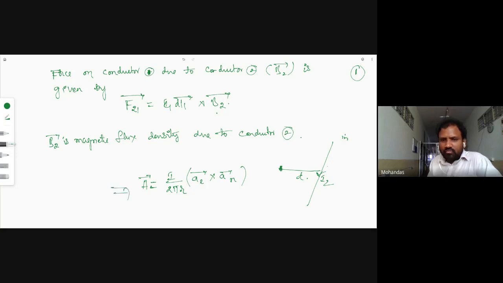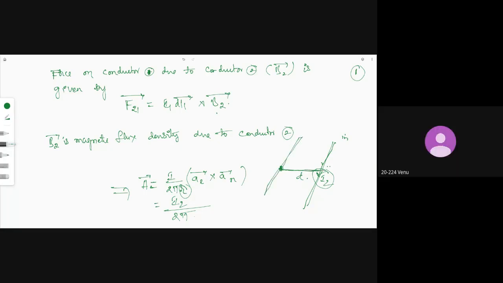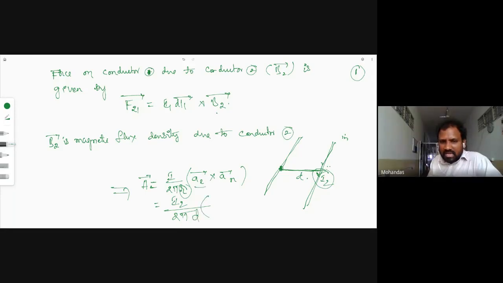formula to this conductor 2. What is the current flowing in conductor 2? I2 divided by 2 pi r. What is the r here? A perpendicular distance from source point to the field point. What is this distance here? Distance is D. Now what is the AL here? AL is the unit vector in the direction of current flowing. In which direction is the current flowing in this conductor?